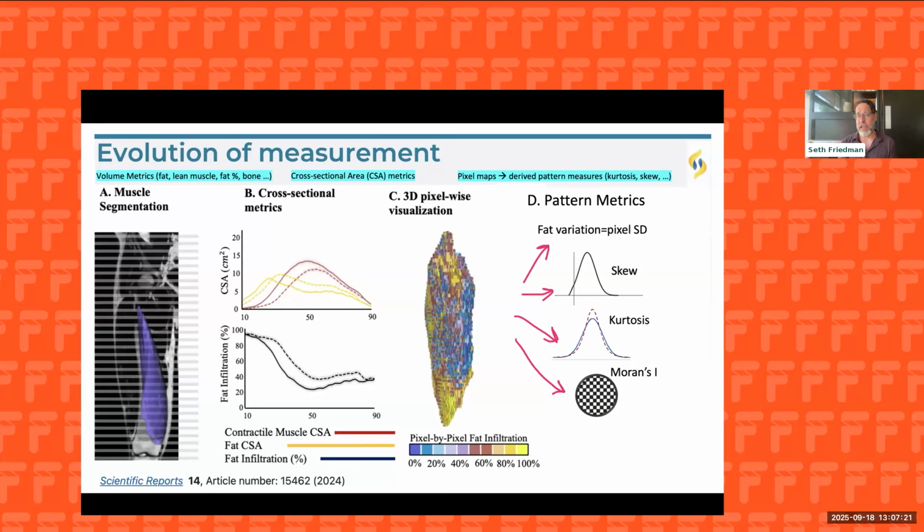And from these, we can start to make what we call fat pattern metrics. And these will become increasingly important, as you'll see as I go through my talk. They really haven't been studied that much, but you can imagine deriving a standard deviation, like a fat variation measure. You could look at the distribution of pixels and get an idea if it's skewed to one side or the other, which would happen with fat. It could become more blobby, sort of more flattened, and this is a kurtosis measure. And you can also derive measures of spatial autocorrelation, something called Moran's I. So we're going to look at these and what their role is in the disease.